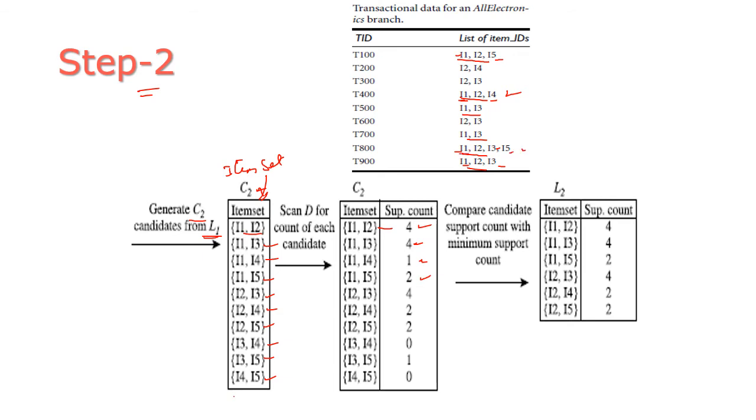2,3 is purchased 4 times. 2,4 is 2 times. 2,5 is 2 times. 3,4 is 0 times; no one purchased 3 and 4 together. 3,5 is 1 time, and 4,5 is 0 times; no one purchased item 4 and item 5 together.